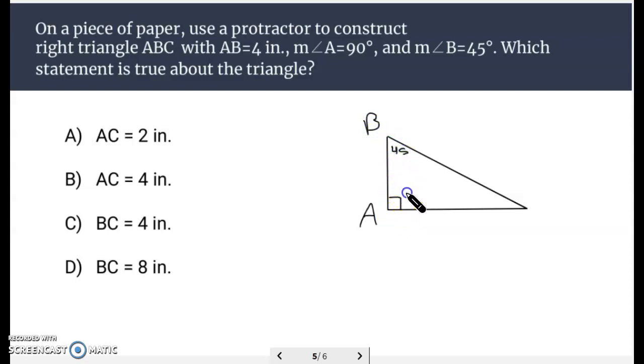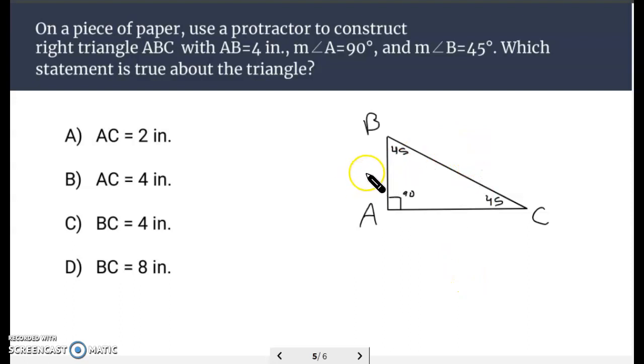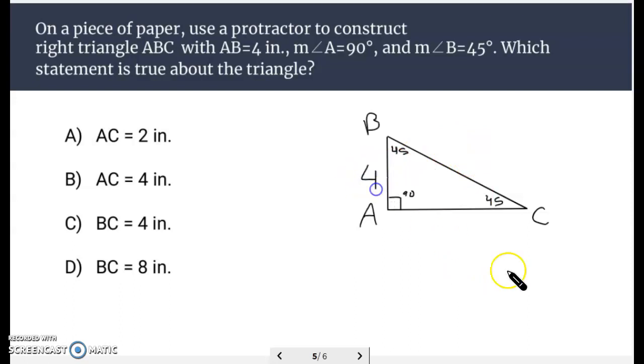All right, we know this to be 90. That's what the little box means. Angle C then would also need to be 45, because 45 plus 45 is 90, and 90 plus 90 is 180. So that we know we have the triangle. And they say side AB is 4. AB is 4. Okay. Which statement is true about the triangles?